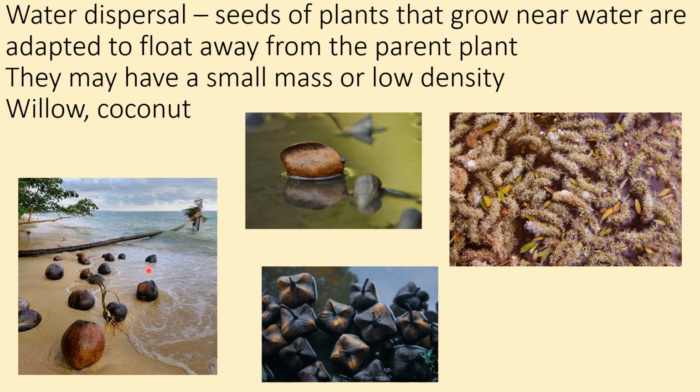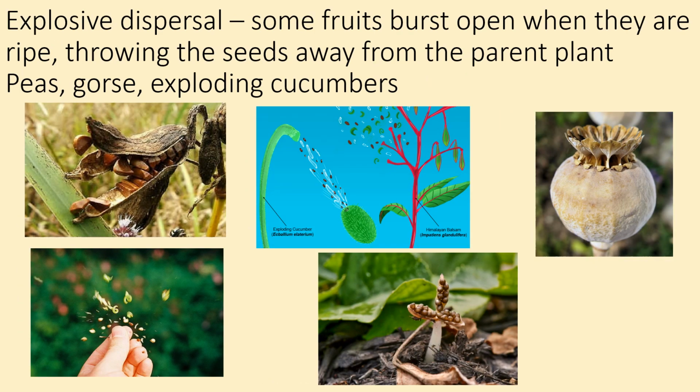They actually float in the sea, and then when they wash up on a beach they start to germinate and they can grow a new coconut palm. And here are some other examples of floating seeds. These are willow seeds. And then explosive dispersal is the last one. Some fruits burst open when they're ripe, throwing the seeds away from the parent plant. Examples are peas, gorse, and exploding cucumbers.